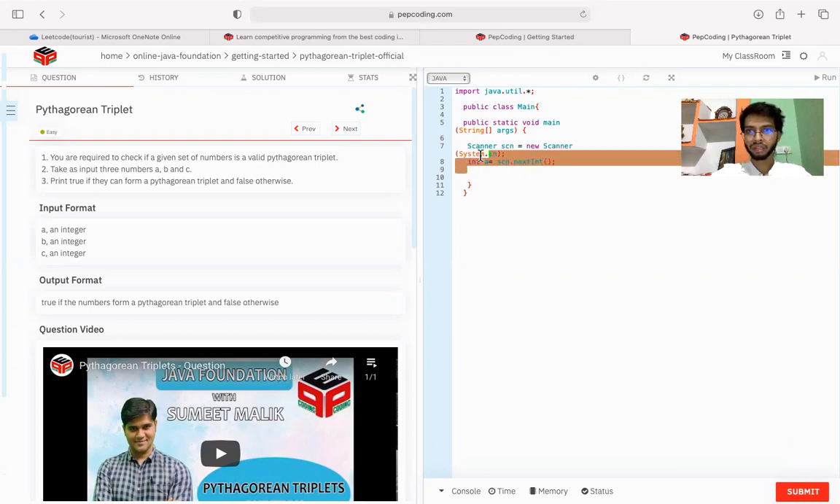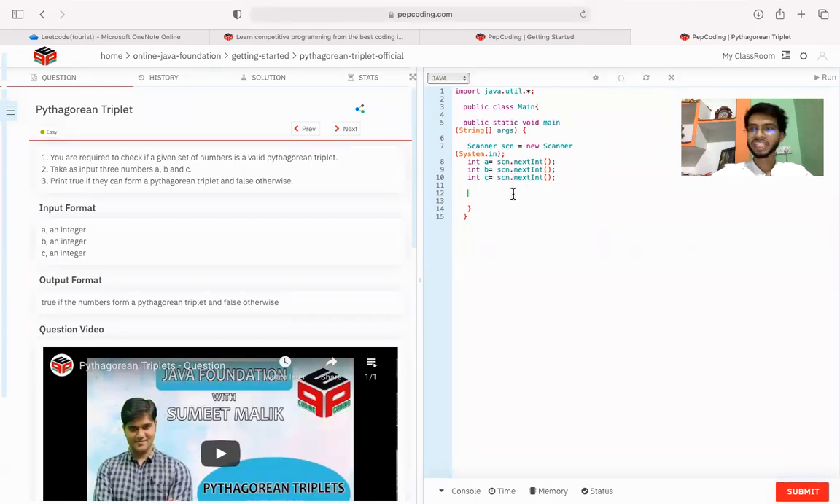So I have taken input for a, now I have to take the other inputs. I have taken input for b, I need to take input for c. So I have taken three inputs here, that is a, b, and c. And from this a, b, and c, I'm going to check whether these form a valid triplet or not. How will I be able to find that? I'm just changing the names of the variables here first.